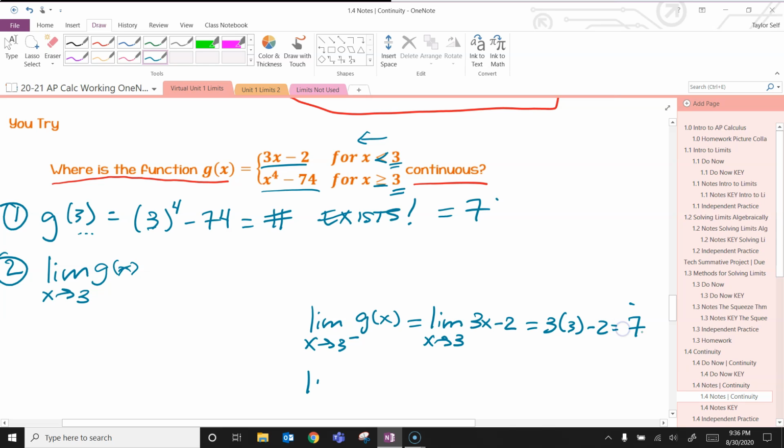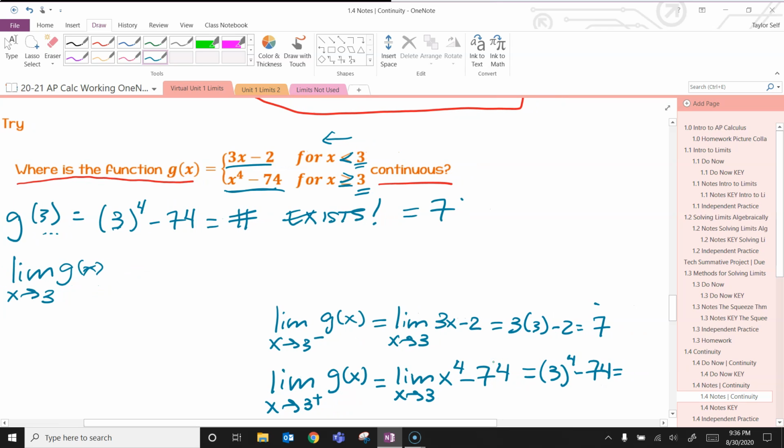Okay, now we need to check the limit as x approaches 3 from the right of g of x to make sure that this general limit exists. That's the limit as x approaches 3 of the right piece. This arrow is pointing right, so we're going to use that piece. Well, didn't we already do that? Didn't we already plug 3 into x to the 4th minus 74? Yes, we did. So we can say we already did this, and we know that it's 7.